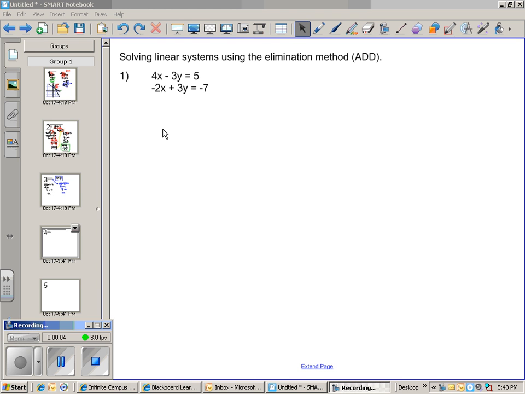Alright, solving linear systems using the elimination method. And we're going to do this one by looking at addition. So, the very first thing you have to do is make sure that your two equations for the linear system are arranged in standard form. Standard form is when the x and the y are both on the same side, and then the constant term is over here on the right.